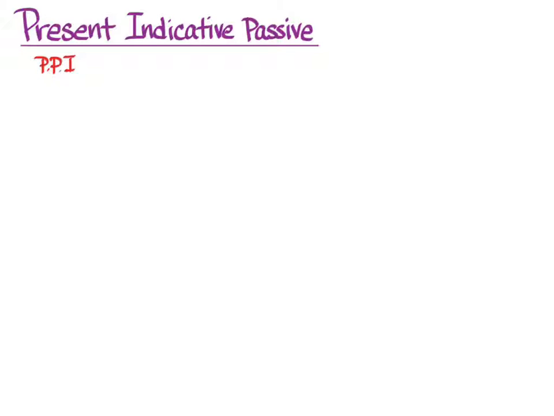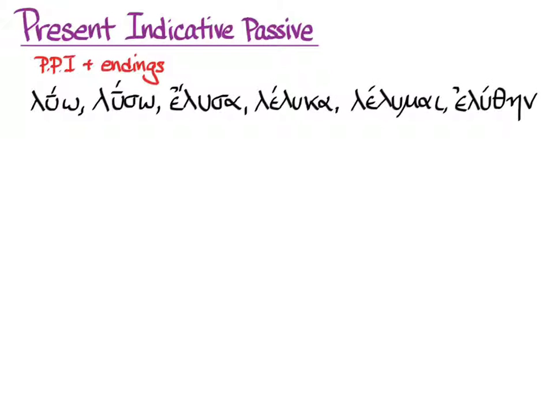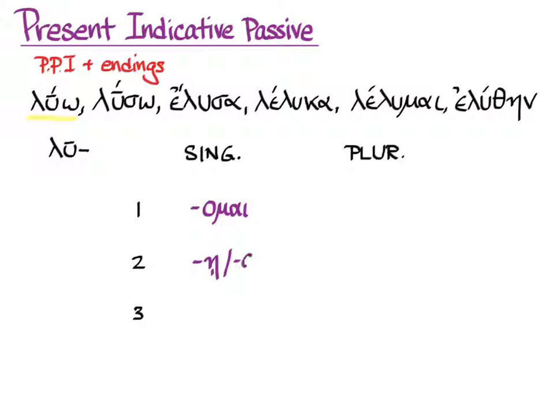As you know, all things present are from the first principal part, and then we'll need verb endings. Our favorite verb is luo, and we're going to look at the first principal part, make the stem by taking off the omega. Now, we get some brand new endings. Here they are: omai, e or ei, etai, ometha, esthe, ontai.